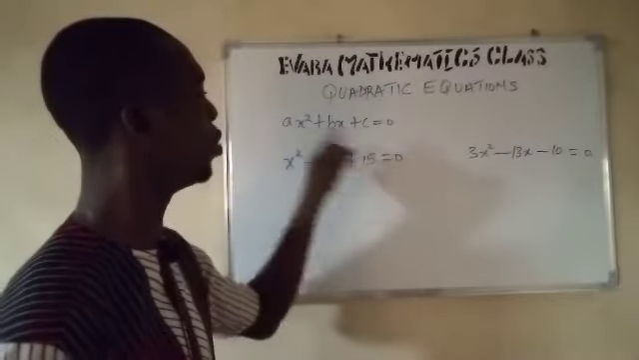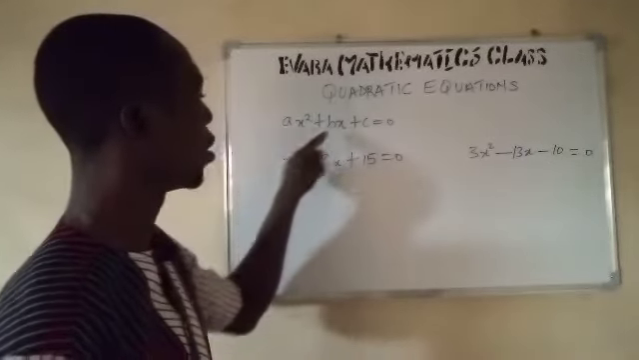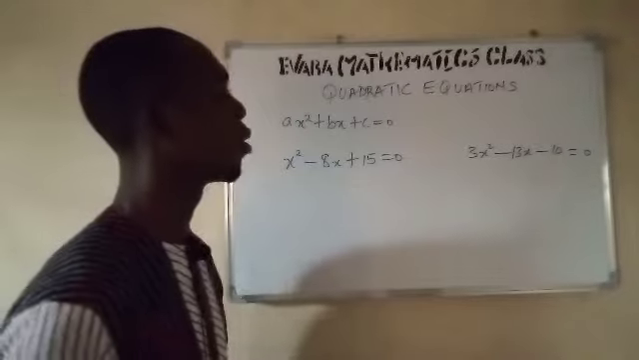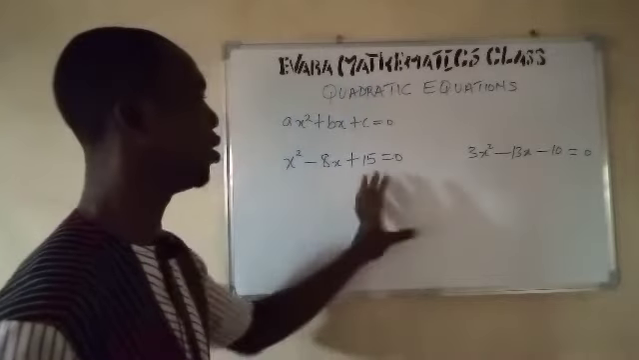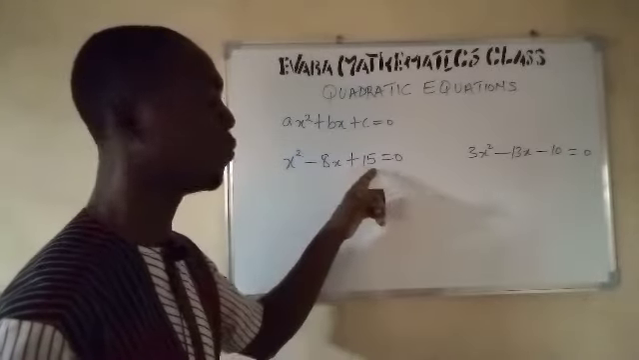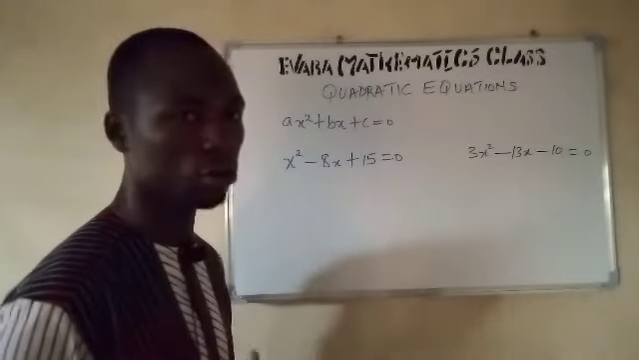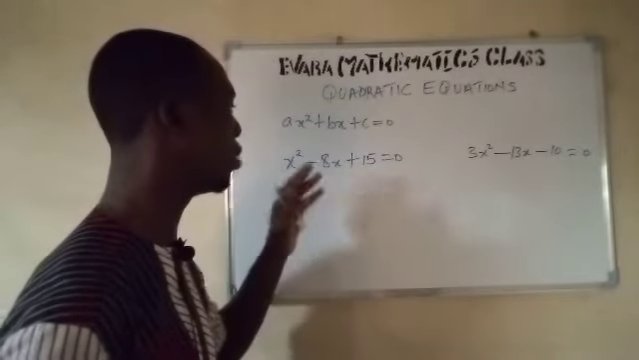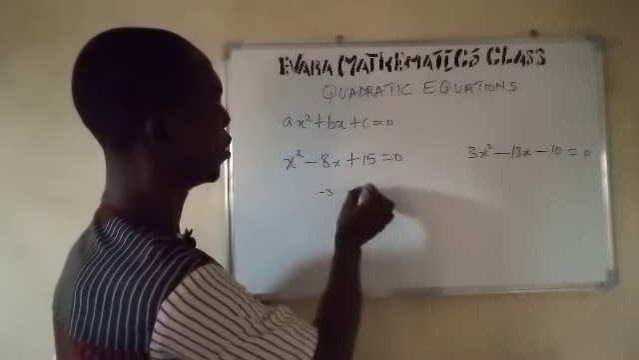if you compare this equation with the general quadratic equation, you see that our a here is 1, the b here is minus 8, and the c is 15. So when you have this kind of question where your a is 1, first of all, you have to find two numbers. That is, two factors of 15 that you add together that will give you minus 8. Meaning two numbers that when you multiply them, you will get positive 15, and when you add them together, you get negative 8. So those two numbers are minus 3 and minus 5.